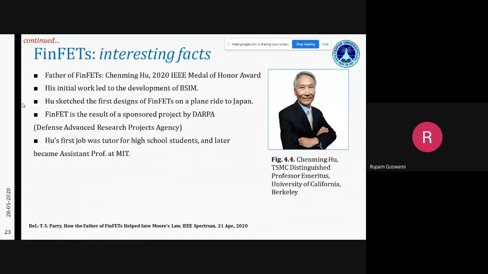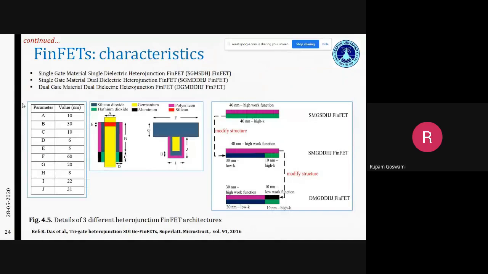So these are some of the facts which I could gather about FinFETs, which are very much relevant. And if you look into the reference which I have put at the bottom of this slide, you can read the entire article and find out how interesting it is. So next, let us look into a few characteristics of FinFETs.